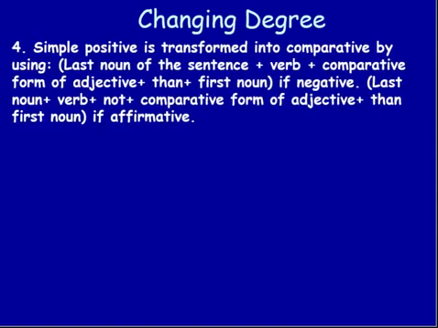If a simple positive is transformed into the comparative, we use the last noun of the sentence plus verb plus comparative form of the adjective, then plus first noun. If negative, last noun plus verb plus not plus comparative form of the adjective plus then plus first noun. If affirmative, the same rules are followed. If the positive degree is affirmative, then we will have to transform it into the negative in the comparative. But if the positive is negative, we will have to transform it into the comparative affirmative. Look at the example, then you can understand more.